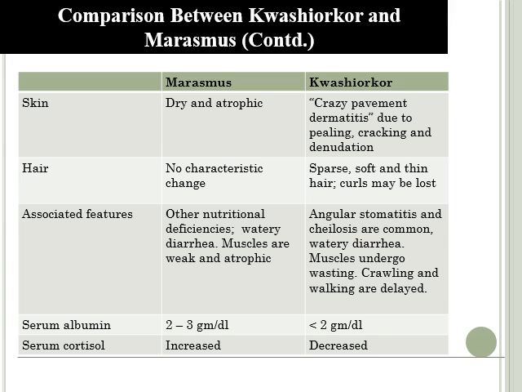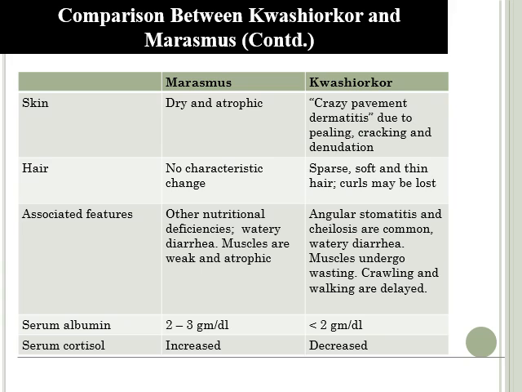Other associated features: other nutritional deficiencies, watery diarrhea, and muscles that are weak and atrophic in a marasmic child. In Kwashiorkor, angular stomatitis and cheilosis are common. Watery diarrhea may be there. Muscles undergo wasting, and crawling and walking are delayed.